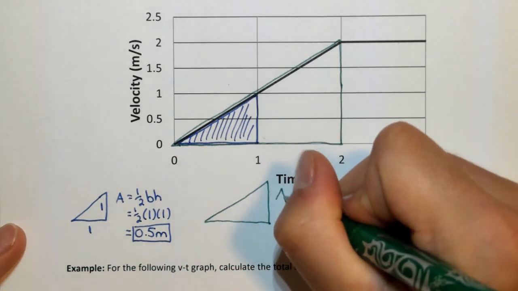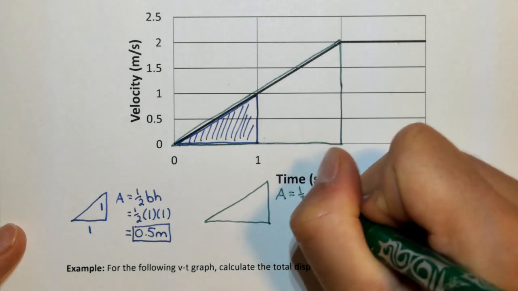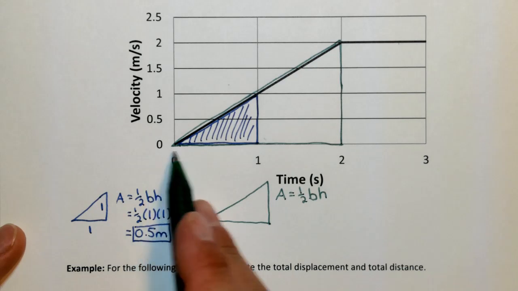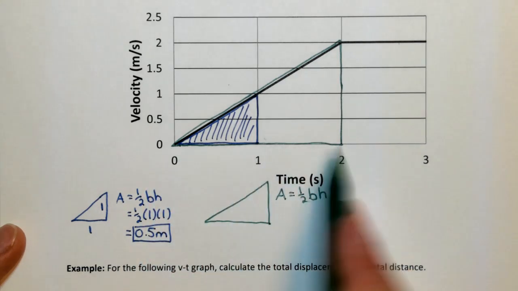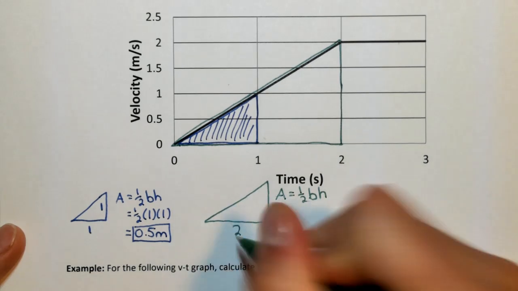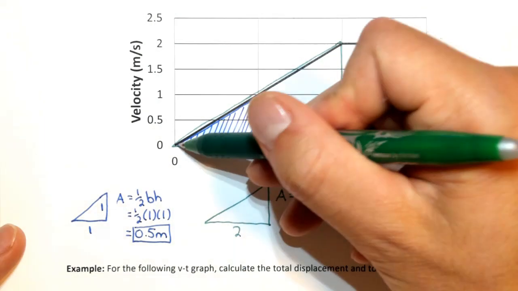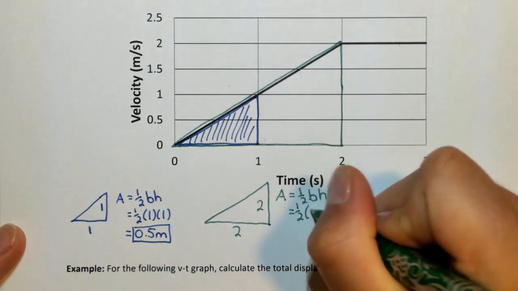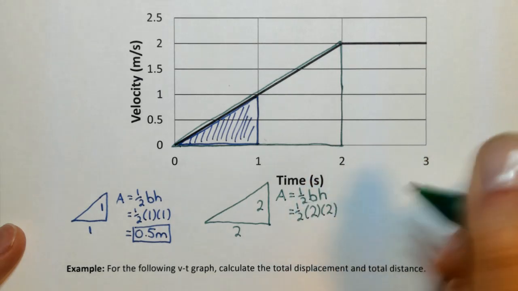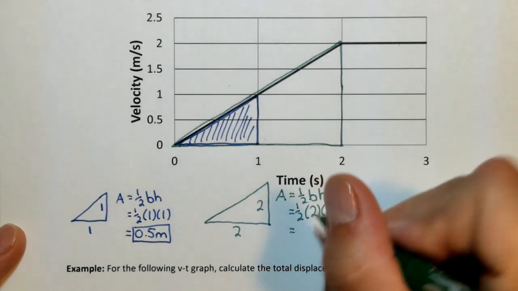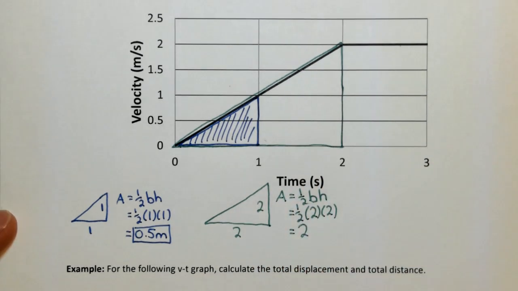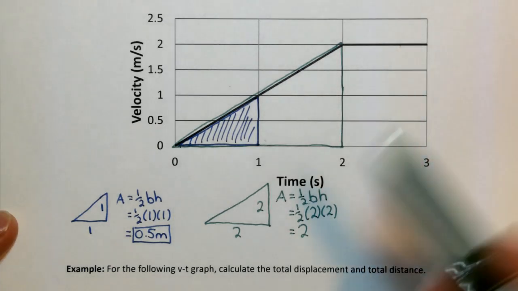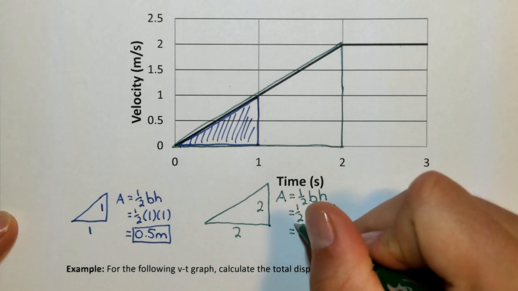So again, area for a triangle is 1/2 base times height, or base times height divided by 2. This large triangle for the first 2 seconds has a base of 2, right, from 0 to 2, and a height of 2, from 0 to 2. So its area is 1/2 times 2 times 2, or 2. So the displacement of this object for the first 2 seconds is 2 meters.